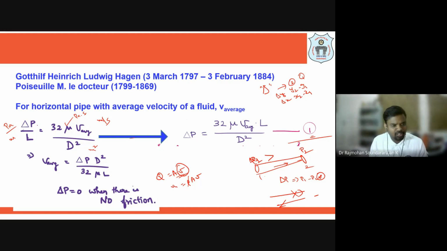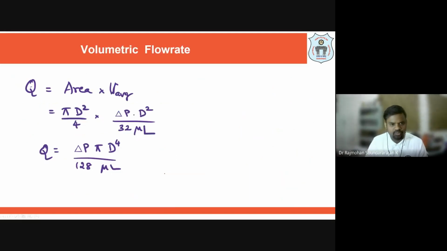Another point we should note is, whenever the viscosity is 0, will there be a pressure drop across it? No, because it is an ideal fluid, so the loss due to friction is 0. When there is no friction, when the viscosity is 0, which is only for ideal fluids, delta P is going to be 0, whatever the length of the pipe. Here, taking this equation, substituting for Q, Q is equal to A into V average. We know that D is the diameter of the pipe, and the cross section gives the area.